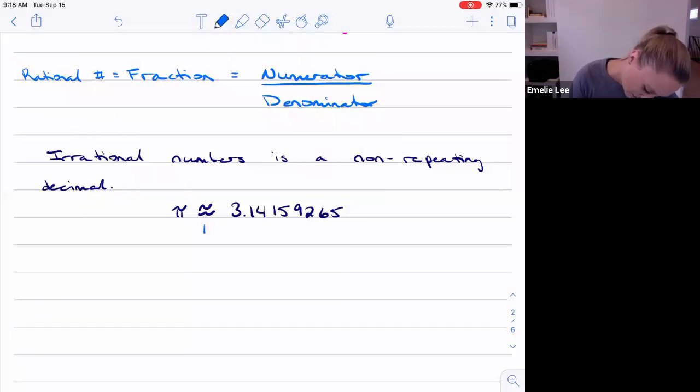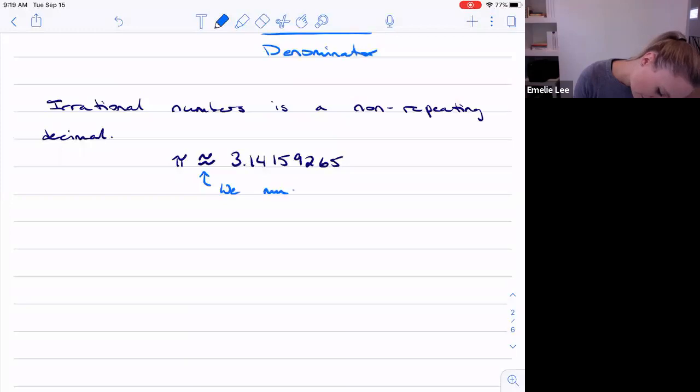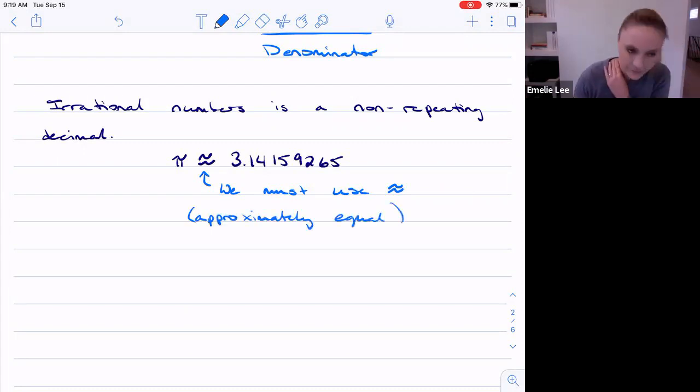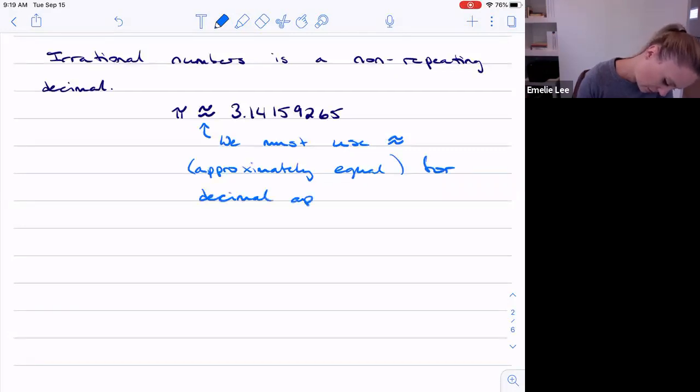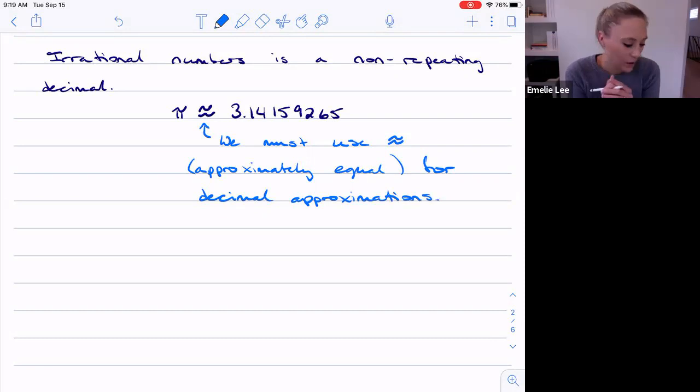So here, right, we must use approximately equal. I'll put in brackets here, approximately equal. Oops, I'll move it to the next line. Approximately equal, right, for decimal approximations. So, whereas if you try, oh man, sorry.